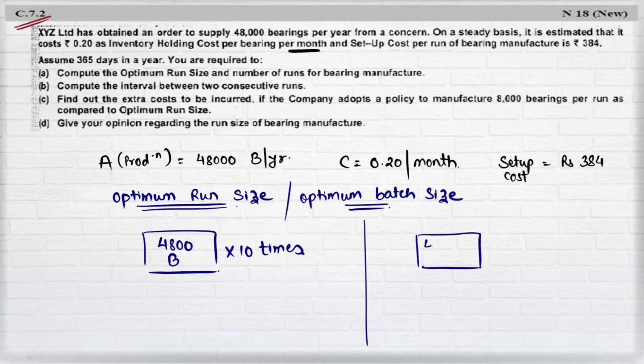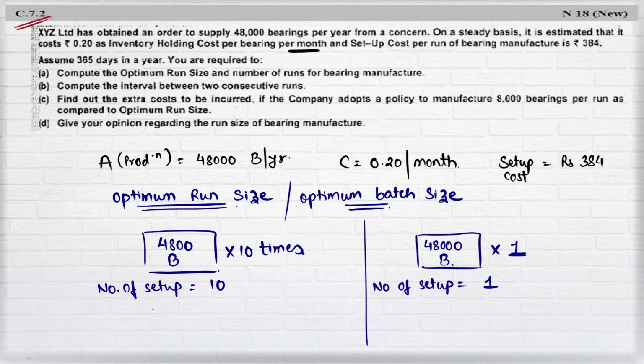Or I can manufacture 48,000 bearings, and how many times? One time. Then I'll have to set up in 1 year how many times? Only one time. I will be manufacturing 48,000 bearings. I am assuming my machine is allowing that capacity. So I will be manufacturing 48,000 bearings and then I will be starting the machine once again next year. So how many setups will be there over here? Number of setups will be 1. And over here? Number of setups will be 10.